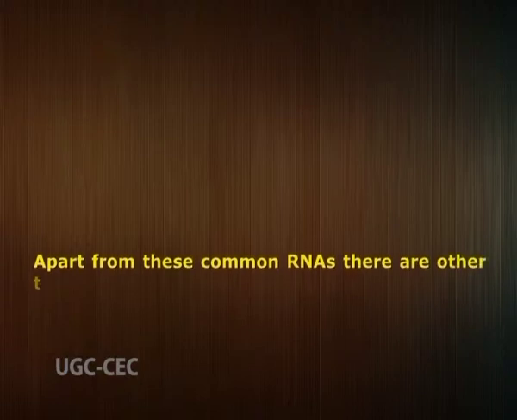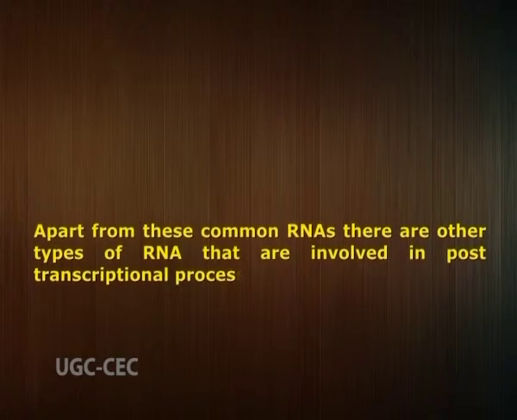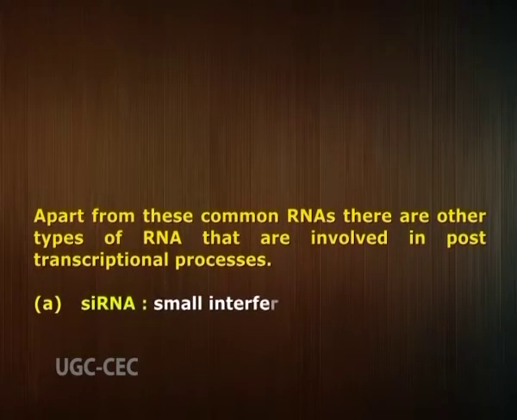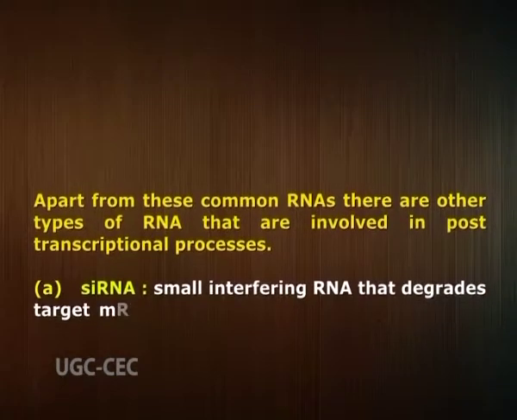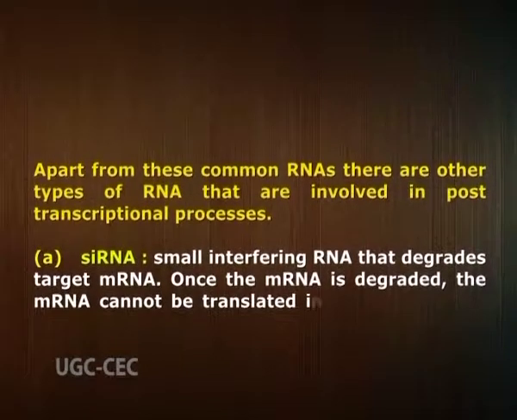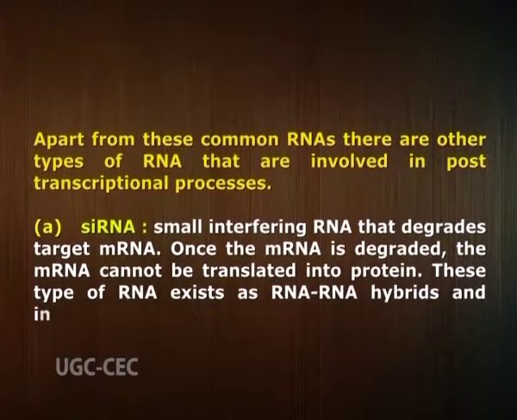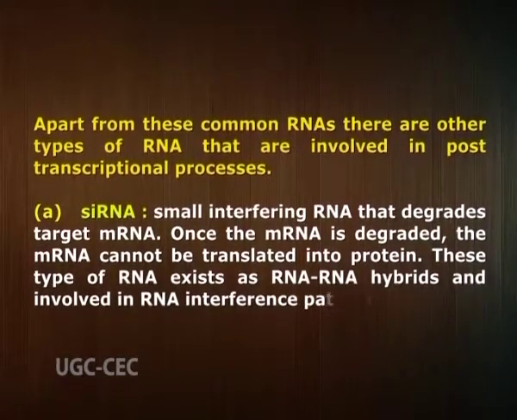It is important because most organisms have fewer than 45 species of transfer RNA that can pair with 61 species of messenger RNA codons. Apart from these common RNAs, there are other types of RNA that are involved in post-transcriptional processes. Small interfering RNA. It degrades target messenger RNA. Once the messenger RNA is degraded, it cannot be translated into protein. This type of RNA exists as RNA-RNA hybrids and is involved in the RNA interference pathway.